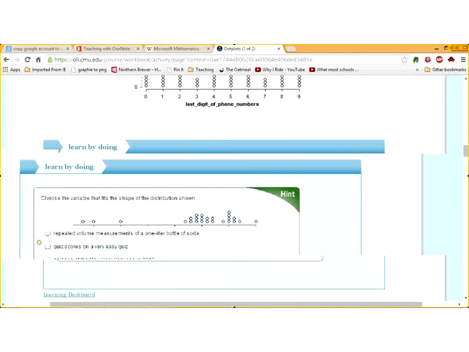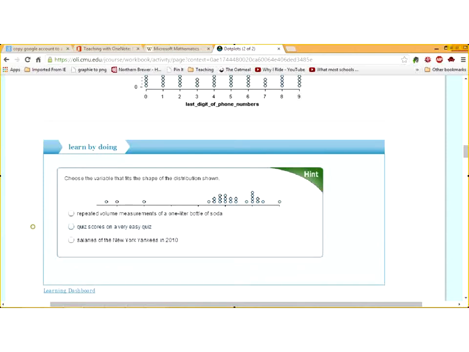All right. Also being able to predict what shape a distribution might have is useful, and that's what this question is. I realize now, by the way, I'm using Chrome, and Chrome does a much better job of increasing the size of these questions. So, for example, it says a repeated volume measurement of a 1 liter bottle of soda. Well, we expect those all to be close to one central value, and this is not like that. Quiz scores on a very easy quiz, where you would expect most people to be high and just a few to be low. And then salaries of the New York Yankees in 2010. That might be harder for you. You may not be sure about that one.